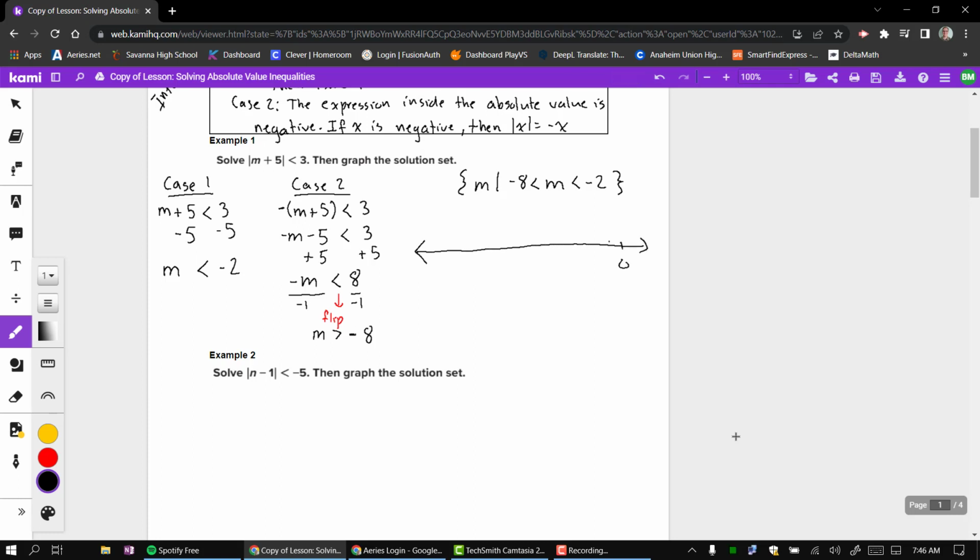So I have 0, negative 1, negative 2, negative 3, negative 4, negative 5, negative 6, negative 7, negative 8, negative 9, negative 10. So it's open circle, open circle, and we're going to shade everything in between, because those are all possible solutions to this inequality.